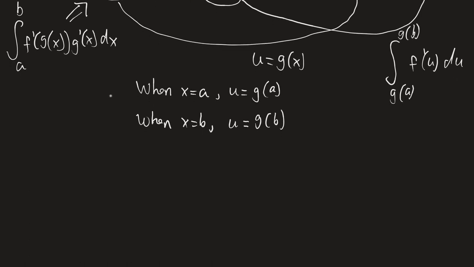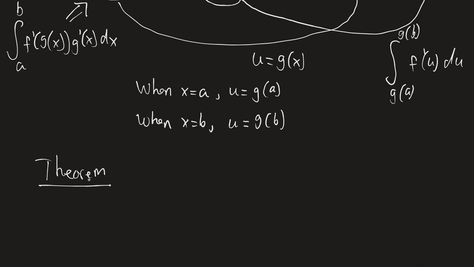So let's summarize this in the form of a theorem, right? And it basically says, so in order for this to work, your g has to be differentiable, otherwise I can't get the g prime.